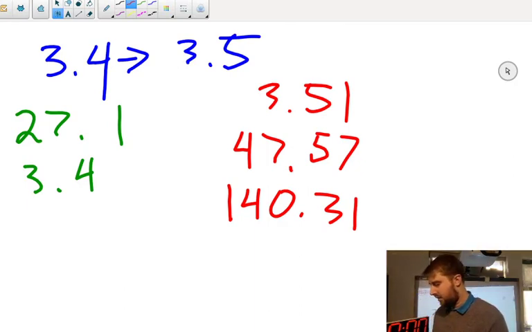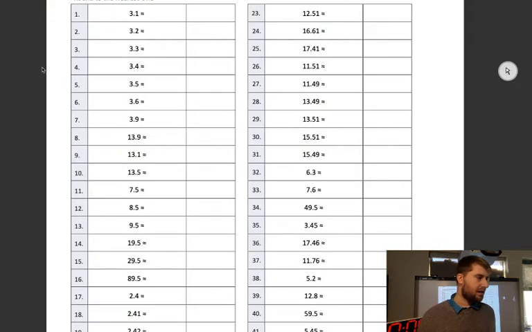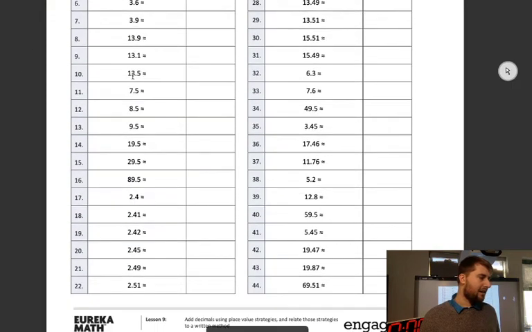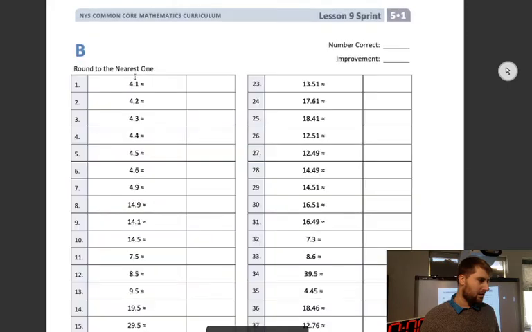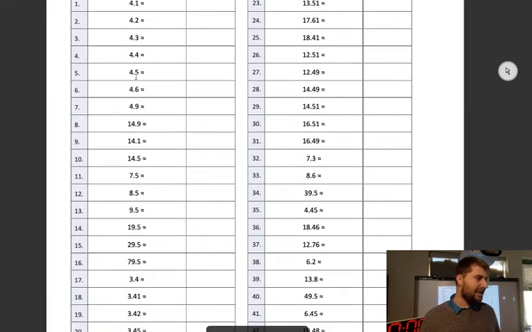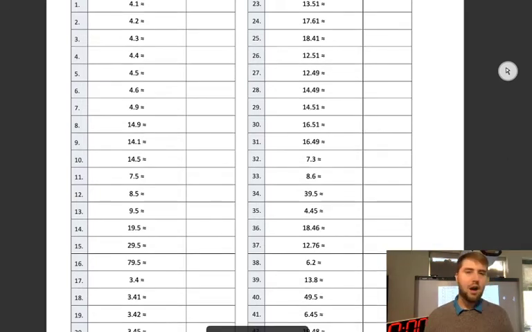Y'all are wonderful. All right, well, we are going to go on to our sprint number 2. Y'all set yourself another 2-minute timer. We are going to do our sprint B. That's where we have more problems. We're going to round again to the nearest 1. Again, set yourself a 2-minute timer. Solve as many as you can, and then come back here. All right, ready, set, pause, and go.